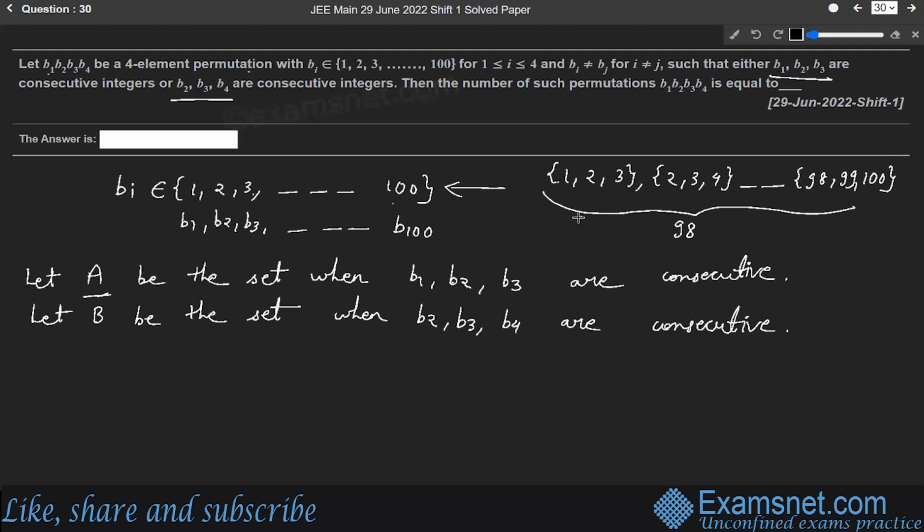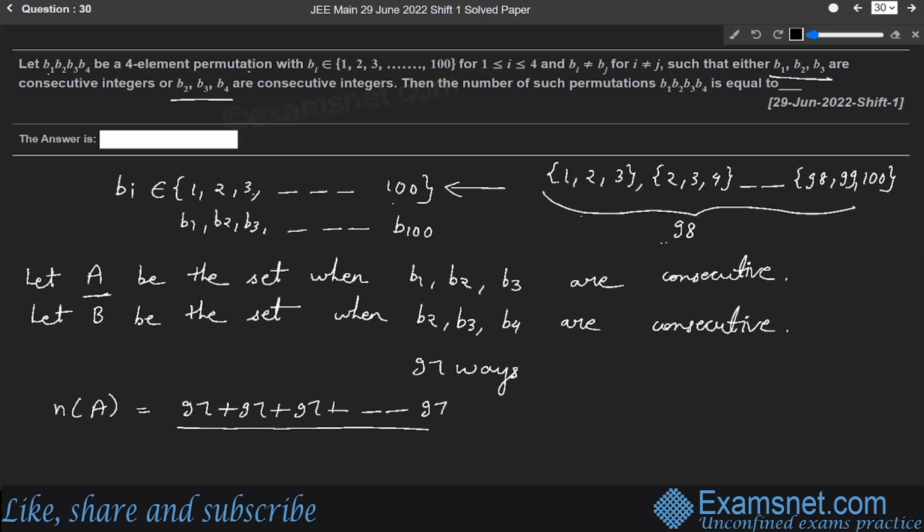Okay. And in how many ways can we write these numbers? We can write this in 97 ways. All right. So the probability of A will be 97 plus 97 plus 97 up to 97 times, because we can write this set of elements in 97 ways. And the total sets are 98. So it will be divided by 98. Okay. So its probability will be 97 into 98.